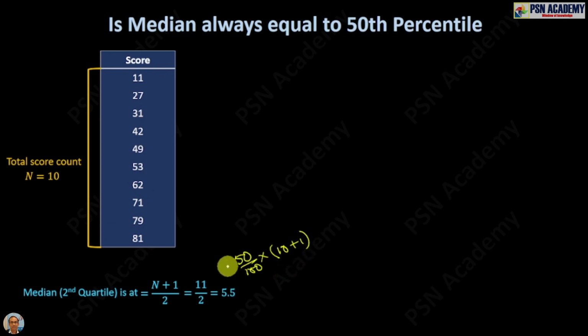Now you can see, is it matching with this? Yes. Actually, he is talking about the calculation of the median, right? Because 50 by 100 is 1 by 2, and it is actually 11 by 2, that is 5.5. So it is simply the calculation of the median, right?